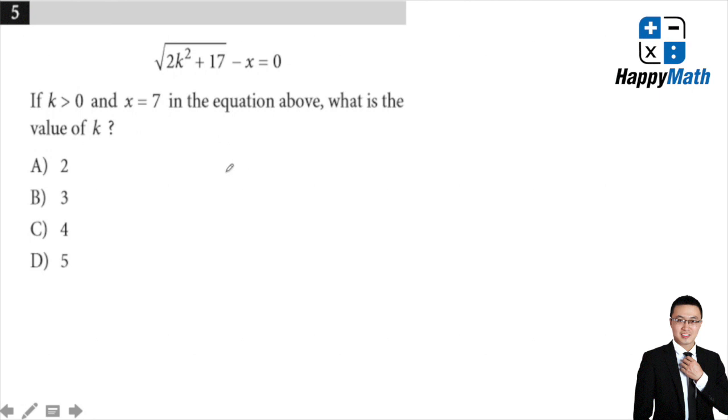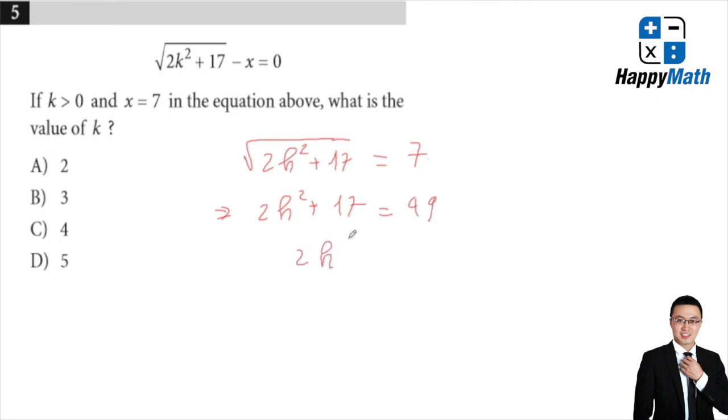Find the value of k. Okay, because you have x equal to 7, I will square both sides of this equation: 7 squared and k squared. Because of this, k will be equal to plus or minus 4. Because k is greater than 0, k has to be equal to 4. For question 5, you got C.